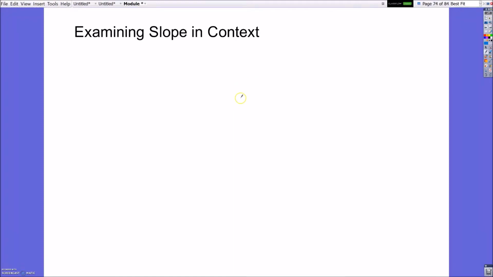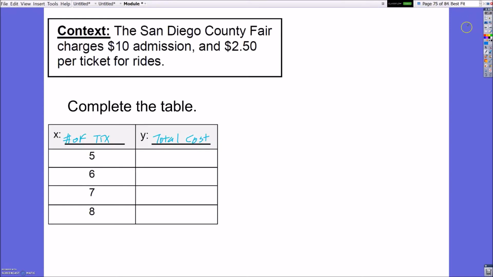Hey guys, today what we're going to be doing is examining slope in context. I'm going to give you a scenario and you've got to come up with a real world context on how this applies to it. So let's go ahead and look at this together now.